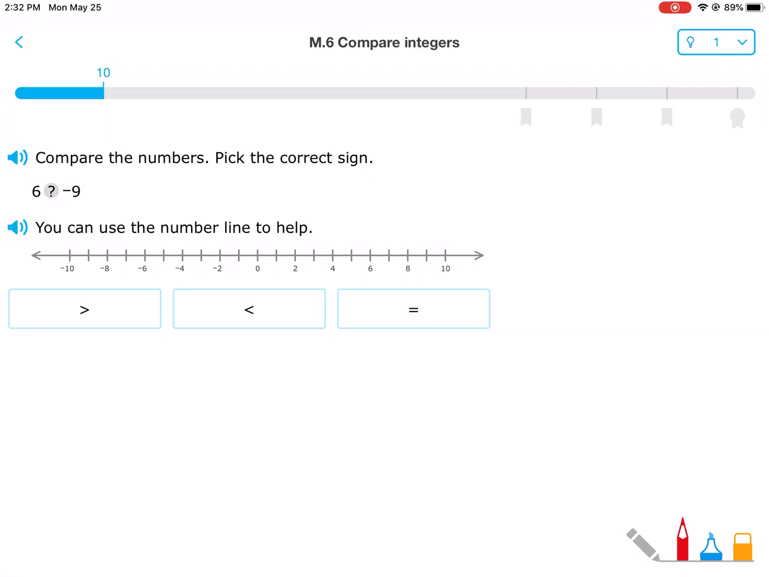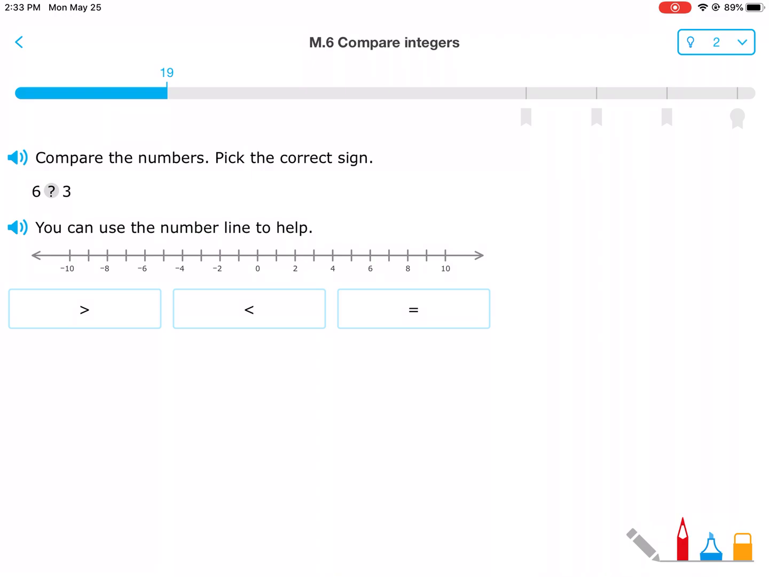All right, here we have a 6 and we have a negative 9. Well, if you're ever comparing a negative with a positive, the negative number is always going to be smaller than the positive number. So we have 6 and we have negative 9, which falls in between negative 8 and negative 10. And since 6 comes first, we're going to say 6 is greater than a negative 9. So that's going to be the greater than.